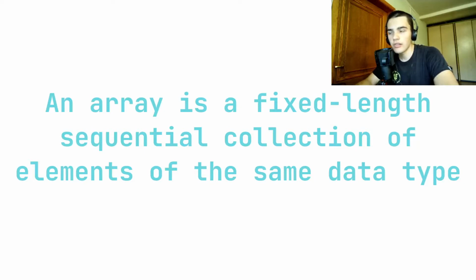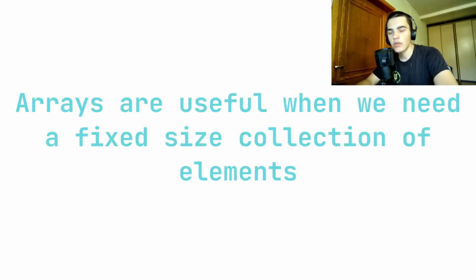What is an array? An array is a fixed-length sequential collection of elements of the same data type. Why do we need arrays? Arrays are useful when we need a fixed-size collection of elements.